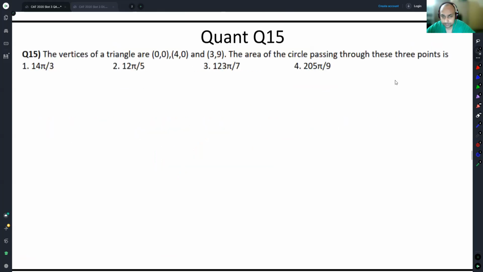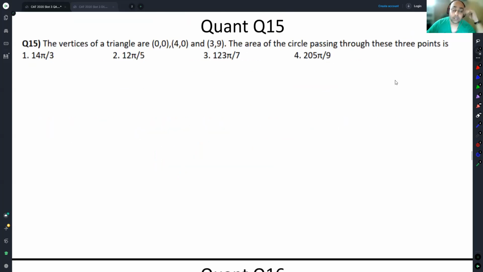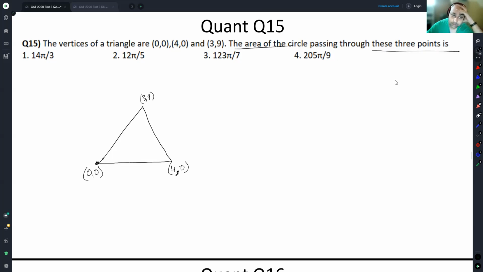Let's move. The vertices of a triangle are 0, 0, 4, 0, 3, 9. The area of the circle passing through these 3 points is... This is 0, 0. This is 4, 0. This is 3, 9.